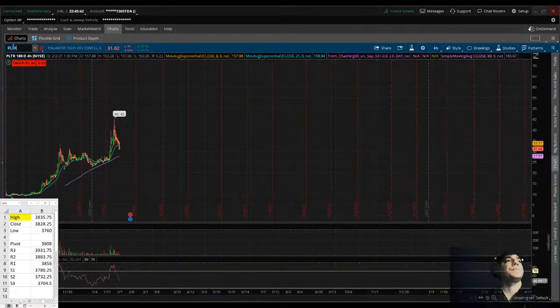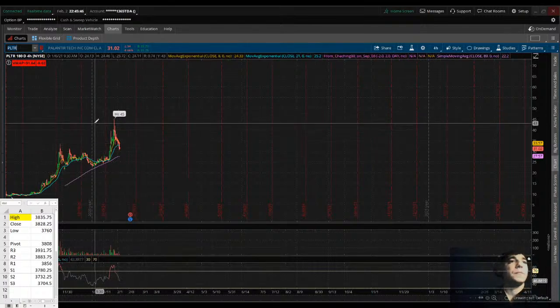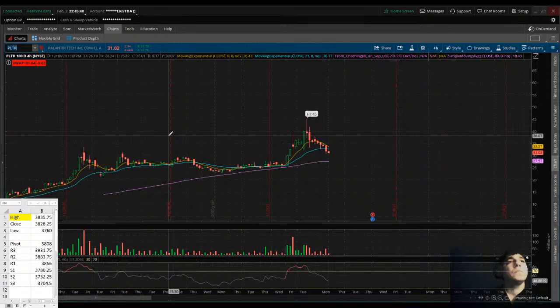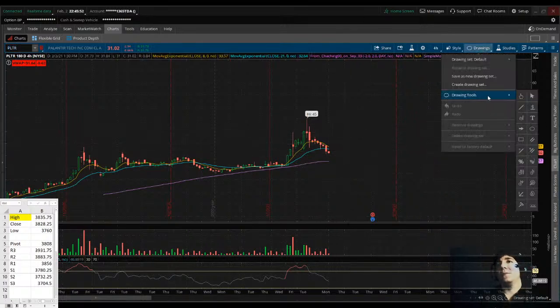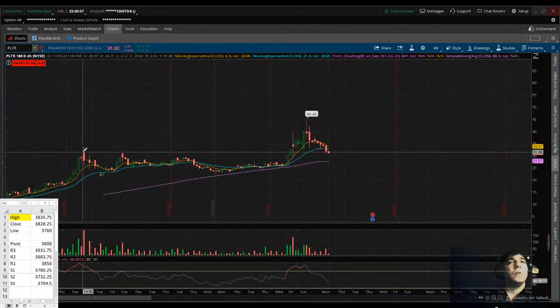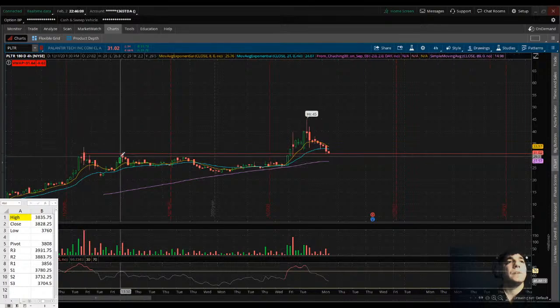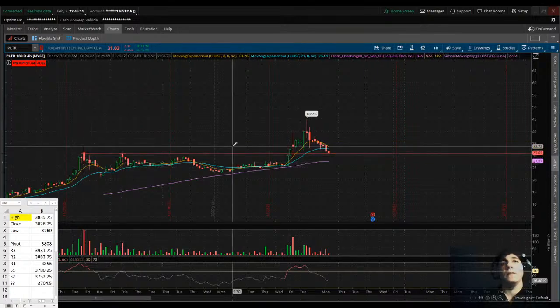Palantir was up nicely after hours, which is cool. What did I see in Palantir? Well, here you go. Right here, we have these resistance points, and you can count that. That was the last one that we can hit.